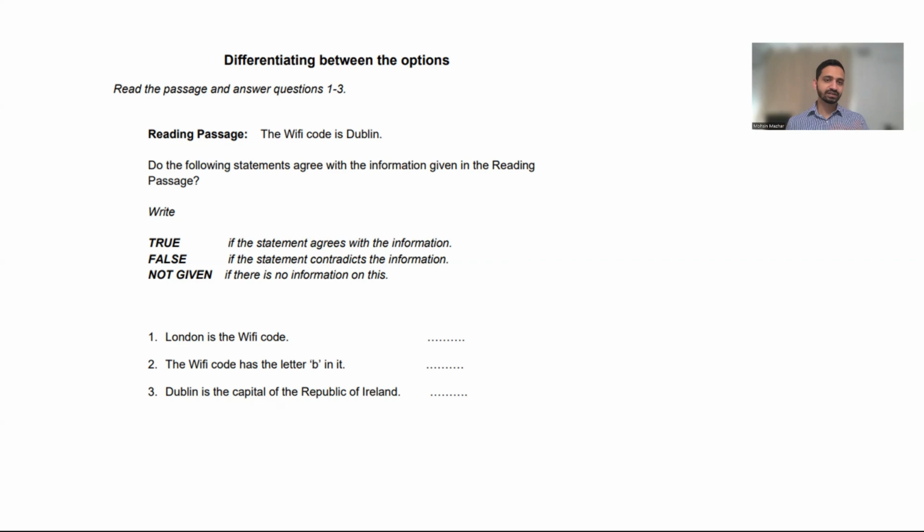The reading passage says the Wi-Fi code is Dublin. Statement one: London is the Wi-Fi code. True, false, or not given. Statement two: the Wi-Fi code has the letter B in it. True, false, not given. Statement three: Dublin is the capital of the Republic of Ireland. True, false, not given. Okay. Pause the video here, come back, and let's review the answers after that.